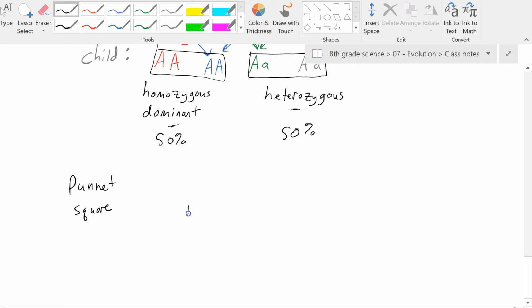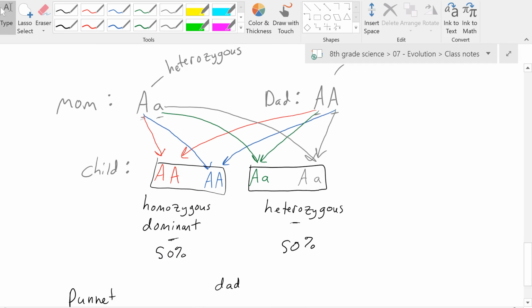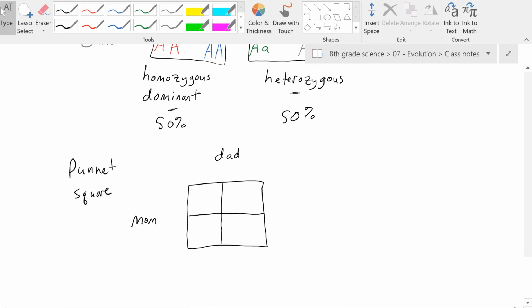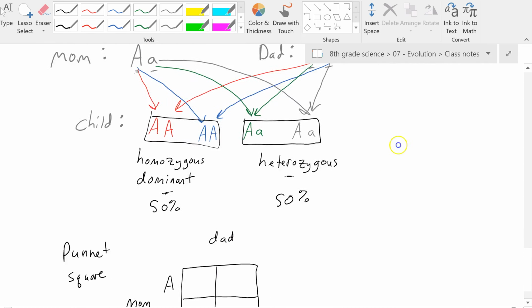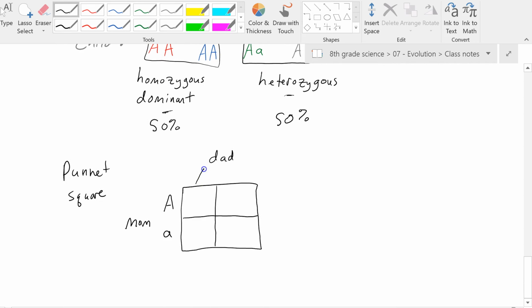we'll draw out a square that's made up of 4 smaller squares. So we draw a big square and divide it in half both ways. We'll put mom's information over on the side and dad's up here on the top. And so looking back, mom was heterozygous, so she's going to have one big A and one little a. And dad was homozygous dominant, so he had 2 big A's.